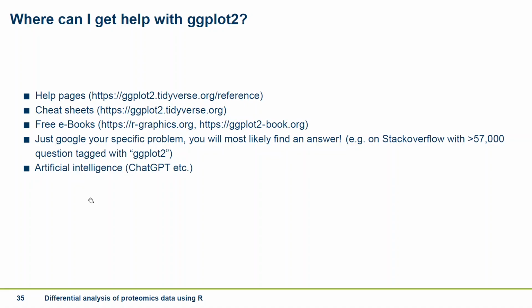For the next more complicated exercises, you may also need help from outside. So there are a lot of help pages available for ggplot2. There are cheat sheets available which you can use as a reference. There are some free ebooks, for example, the R Graphics book or the ggplot2 book. It's also helpful to just Google your problem. Most likely you'll find an answer. For example, on Stack Overflow, we have over 57,000 questions that are tagged with ggplot2. So most likely someone else had the same problem before. And of course also artificial intelligence or large language models like ChatGPT can be helpful.